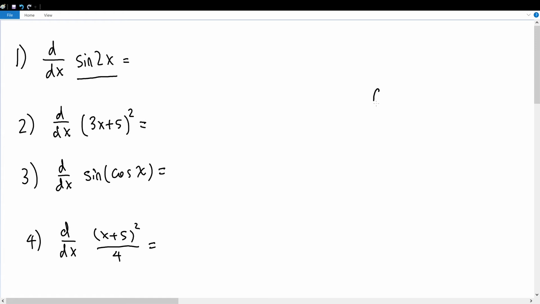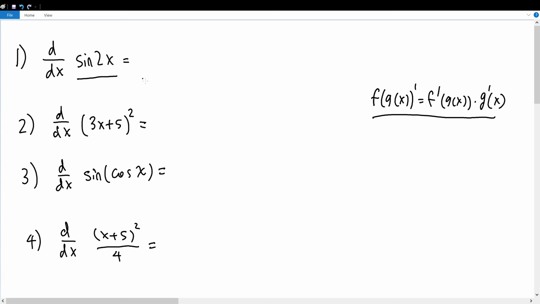The chain rule states that the derivative of any composite function, such as f of g of x, will be equal to f prime of g of x times g prime of x. This is what the chain rule is, and with this definition of the chain rule, we can begin to find the differentiation of each function.